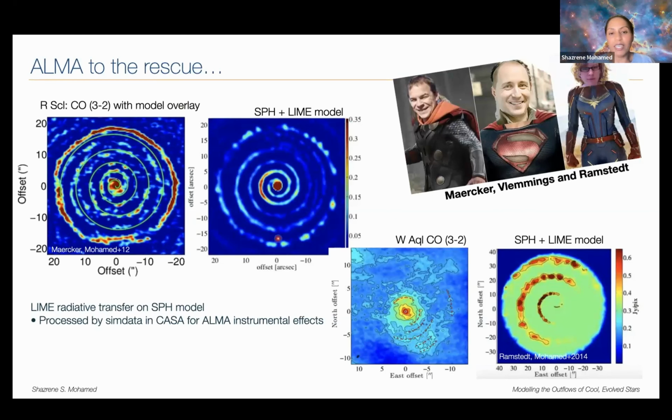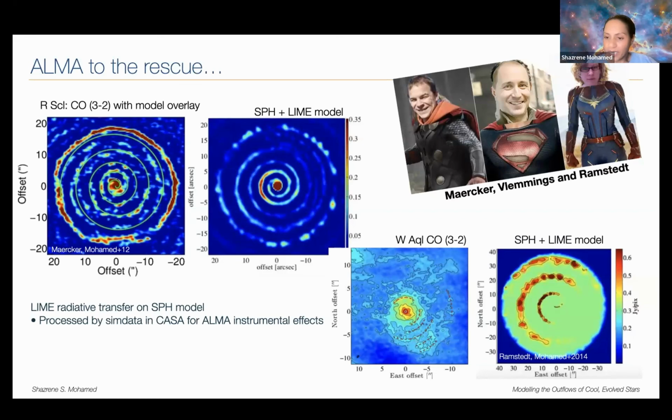We modeled this. We were able to post-process to get what the CO looks like with LIME, so do post-processing radiative transfer. And going back and forth between the models, we were able to derive properties for R Sculptoris. This was with CO 3-2, and we did the same thing with a series of binaries. This is W Aquilae. And what we found here were these arc-like structures on one side, and we proposed that this system is highly eccentric.